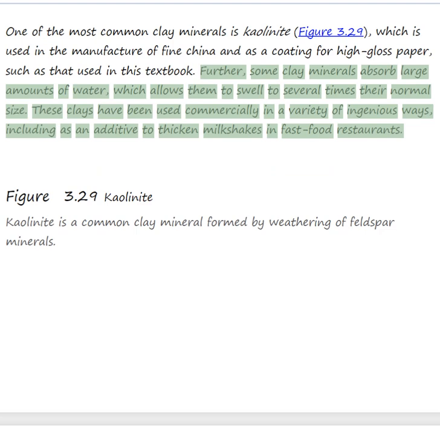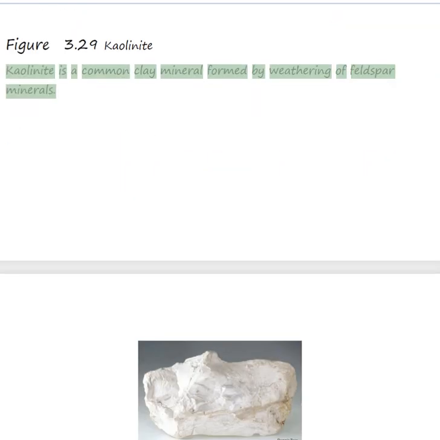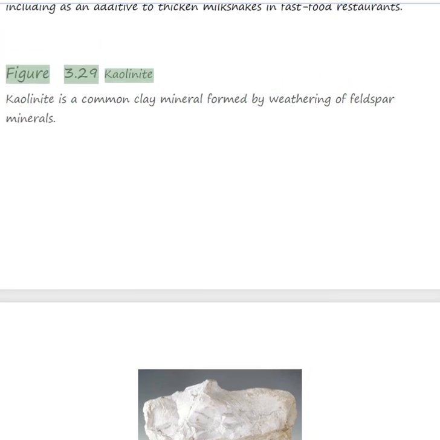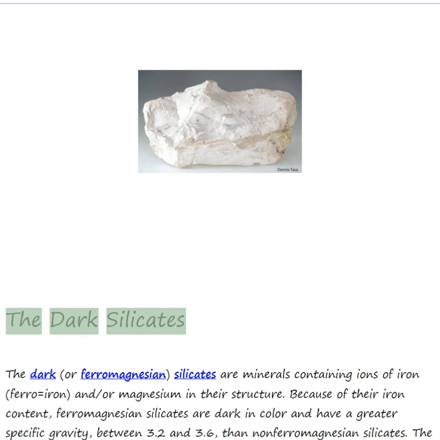Further, some clay minerals absorb large amounts of water, which allows them to swell to several times their normal size. These clays have been used commercially in a variety of ingenious ways, including as an additive to thicken milkshakes in fast food restaurants. Kaolinite is a common clay mineral formed by weathering of feldspar minerals. Figure 3.29 Kaolinite.